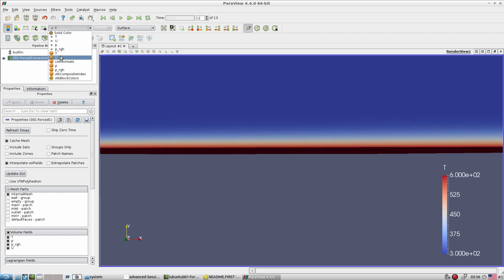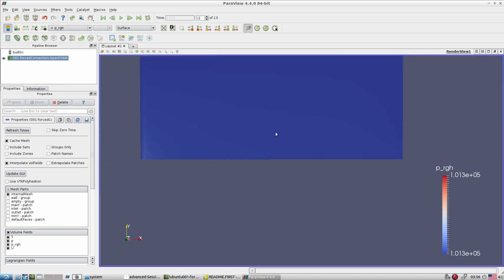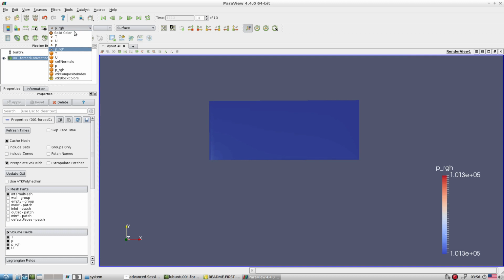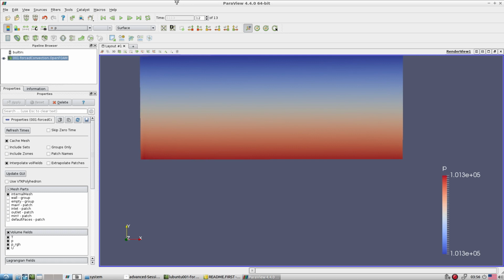Okay, then this is the total pressure. So that is the total pressure, and this is our working pressure. Okay, 101,325. We hardly see some difference here. Okay, so this is what we got, but now we are working with the heat transfer.